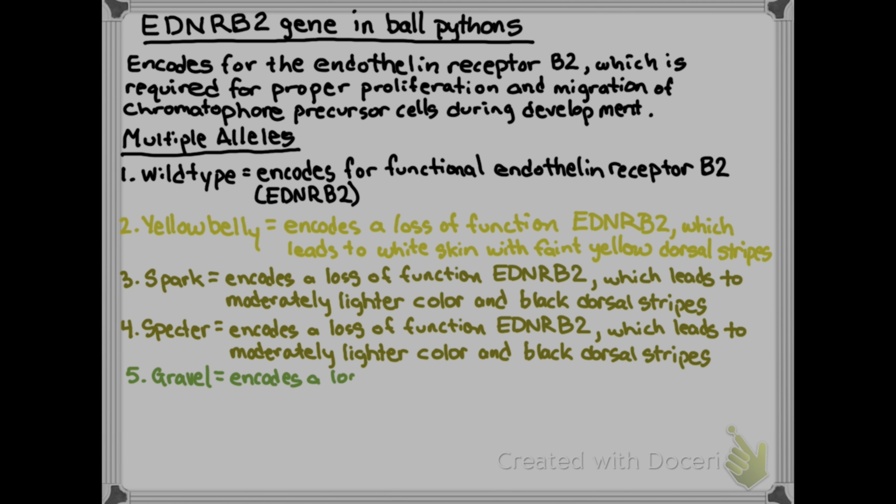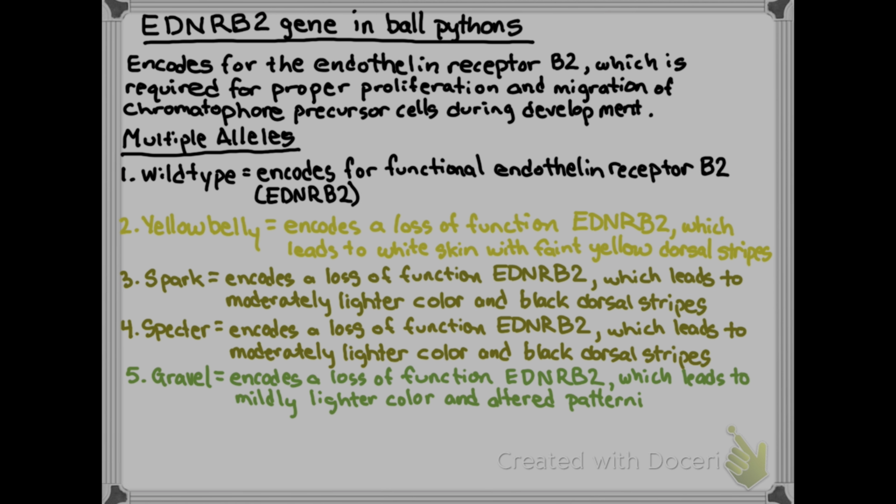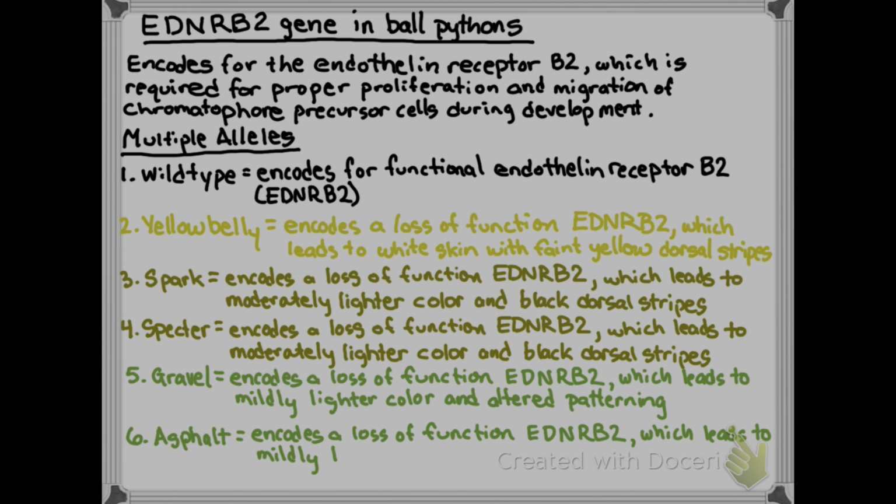Then there's the gravel allele. Once again, an allele with a mutation that leads to a loss of function in the EDNRB2 protein. And this leads to a less severe phenotype, mildly lighter color, and altered patterning. And then finally, the asphalt allele, which is similar to the gravel allele in that there is a phenotype of mildly lighter color and altered patterning, but the actual mutation that causes this allele is different from the one that causes the gravel allele.